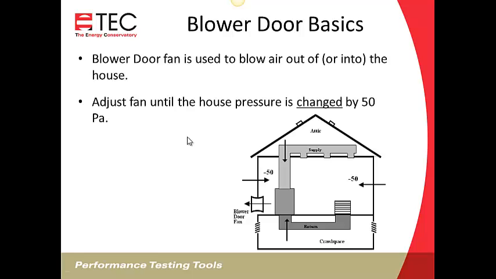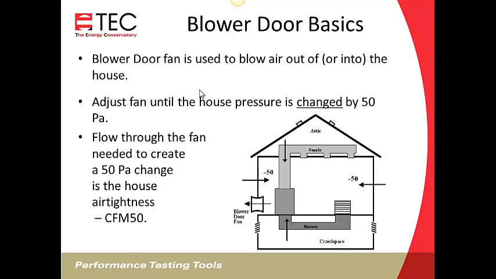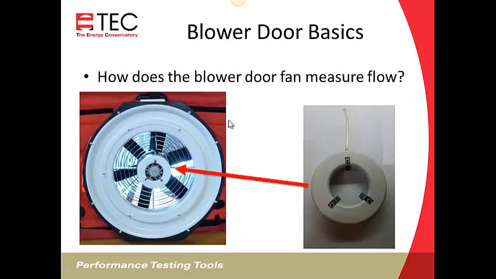You want to adjust the fan until you're changing the pressure in the house by 50 pascals, and the flow through the fan needed to create a 50 pascal change is the house tightness, and usually that house tightness is referred to as a CFM 50. Airflow through the fan at 50 pascals required to change the pressure in the building by 50.